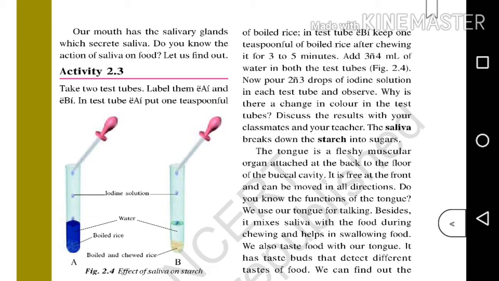So this is a simple activity to make you understand that saliva is present in our mouth and this saliva will convert the starch into sugar.